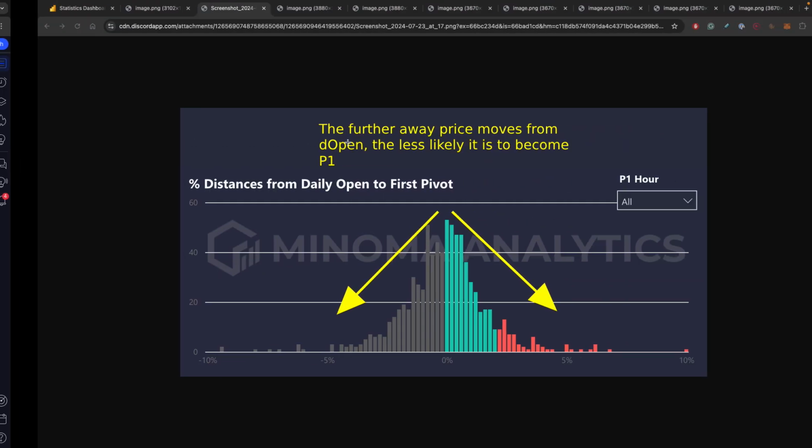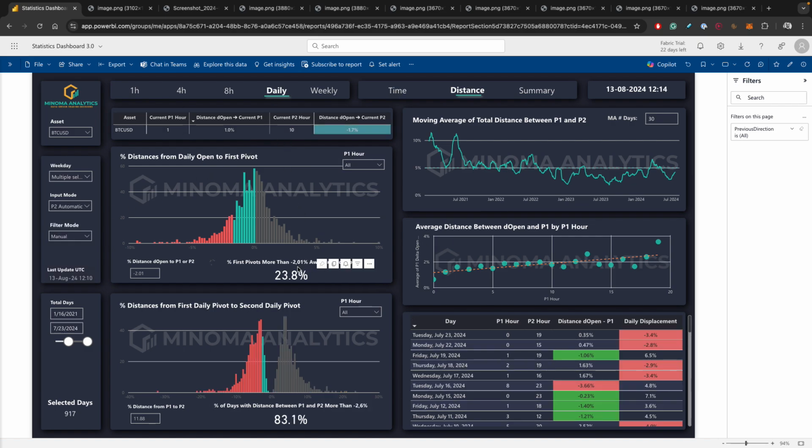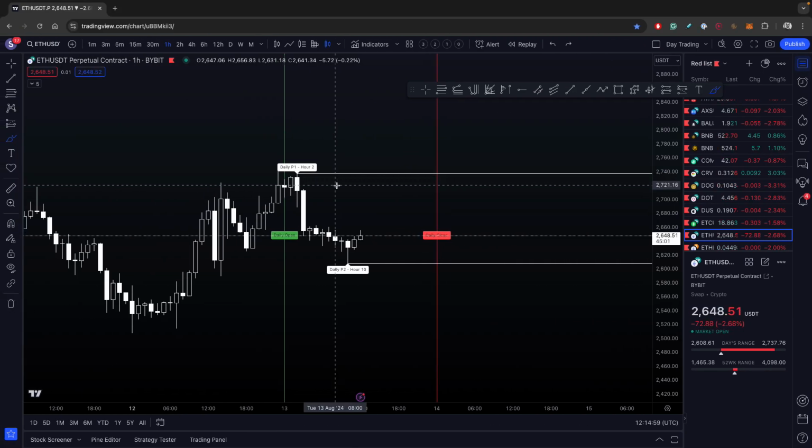The P1, P2 flip. So first of all, the recommended settings for this are input mode P2 automatic. What this does is simply take the current distance from P2 and plug it in as an input value, right? I don't want to talk about it too much because I will discuss this in the video after this. This is enough to get the point across of how this works. For now, all you need to know is that it will take the current distance from daily open to current P2, and we can see it's negative 1.7%, which we've seen in previous videos.